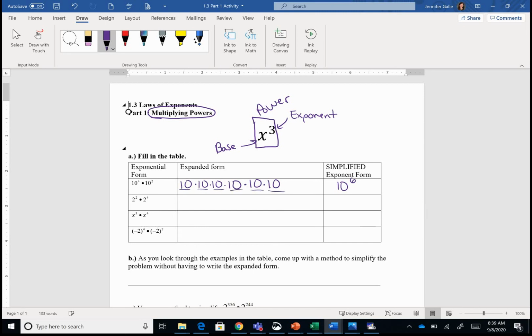So take a couple minutes, guys. See if you can fill out the rest of that table. And then we'll talk about it. We'll check the table. And then we'll see if you can come up with our own little shortcut. How can we do it faster besides expanding?